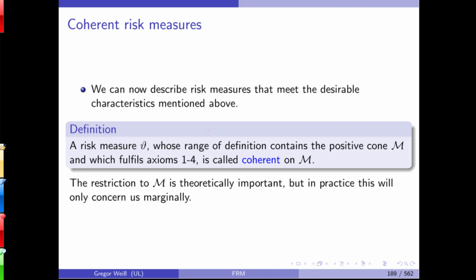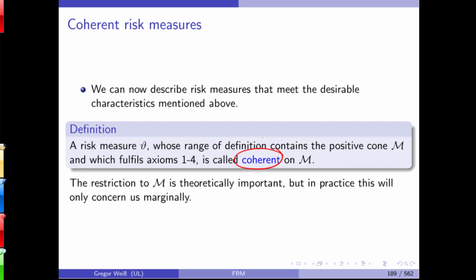And now, a risk measure that fulfills axioms 1, 2, 3 and 4 is called coherent, ein kohärentes Risikomaß. Positive homogeneity, monotonous, translational invariant and subadditive.